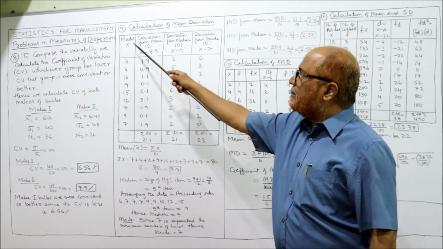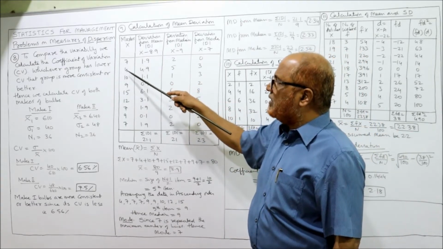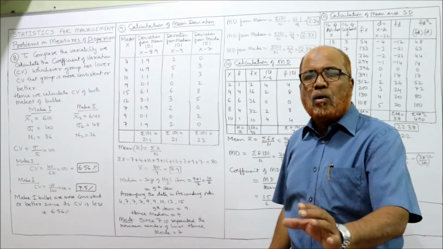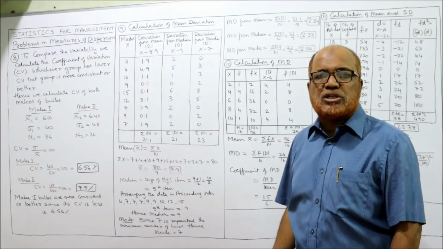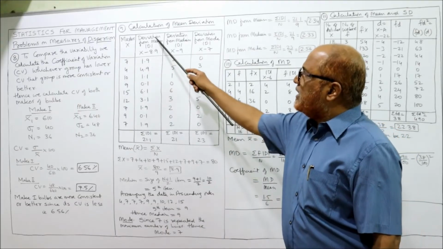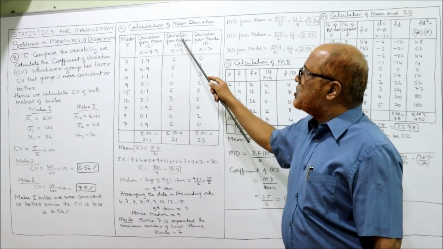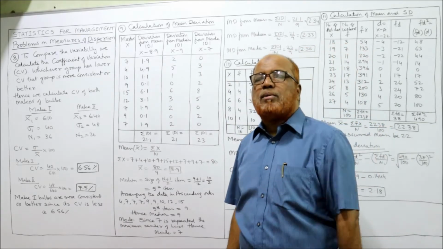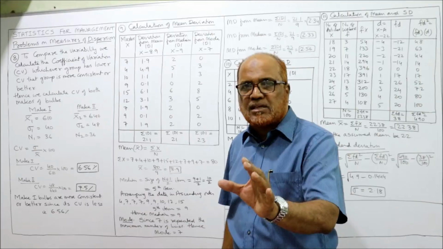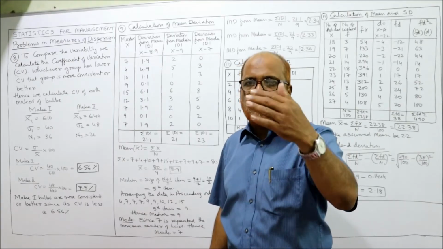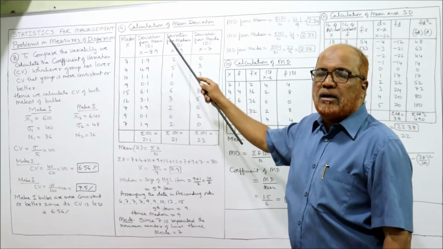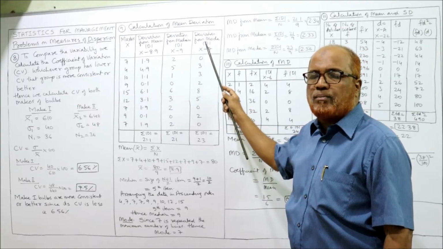Now the table. The marks are given in the problem: 7, 4, 10, 9, all the marks I have written. Now I need the deviations from mean, deviations from median, deviations from mode, because this problem specifically asks to take the deviations from mean, median and mode.